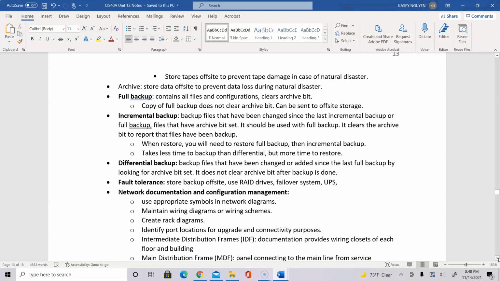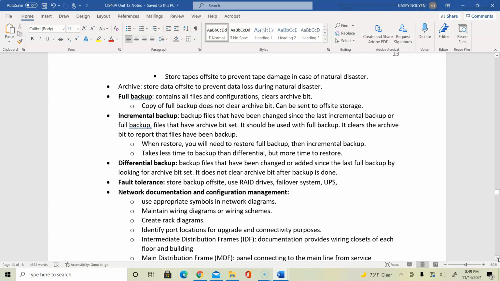In differential backup, it also backs up the changes that have been made since the full backup or its last differential backup, by looking at the archive bit set. But it does not clear the archive bit after the backup is done, so it simply creates a copy of the actual changes.